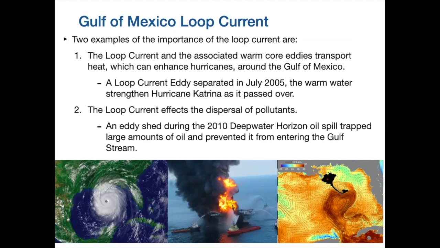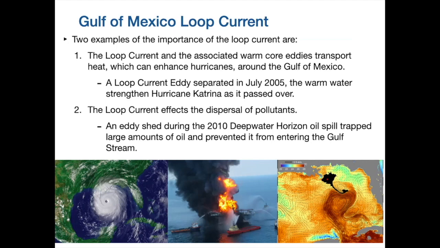Loop current eddies in the Gulf of Mexico can be important for a number of reasons. So here's a couple of examples. When a loop current eddy forms in the Gulf of Mexico, it pinches off warm water. So we end up with a warm core eddy. Hurricane Katrina, which hit New Orleans in August 2005, passed over a warm core eddy in the Gulf of Mexico. Hurricanes get their energy from warm surface water, so passing over this warm core eddy strengthens the hurricane.